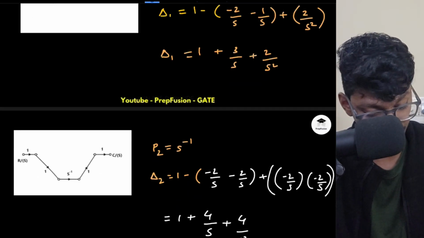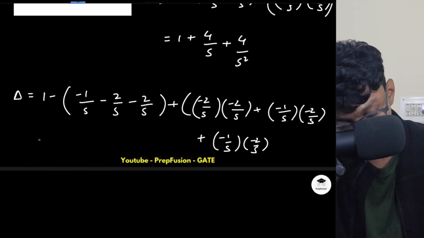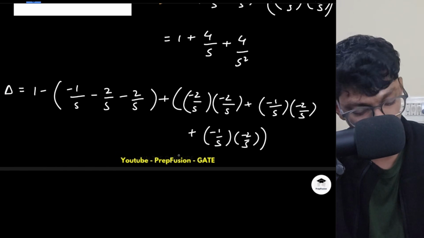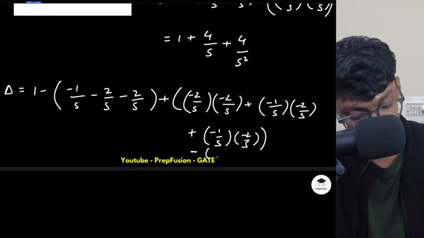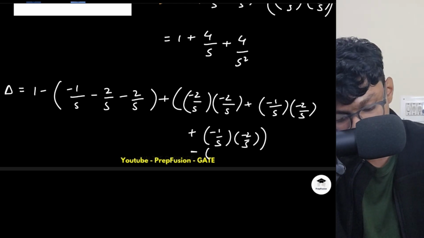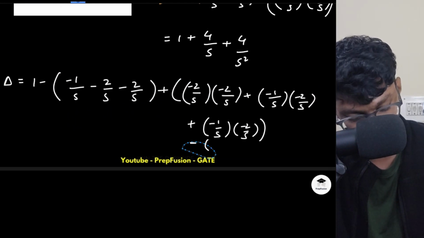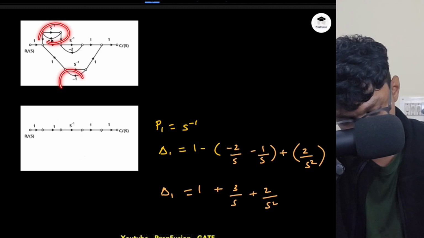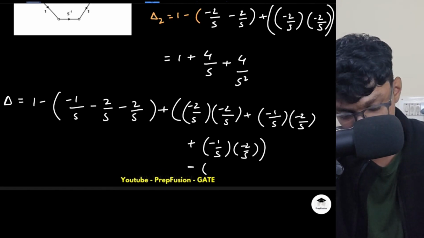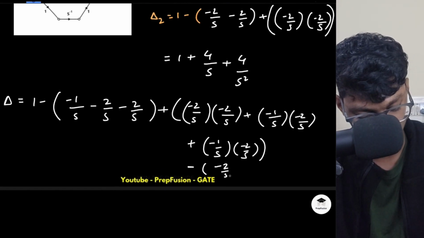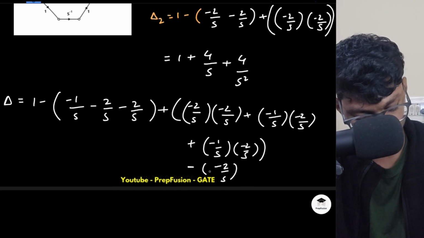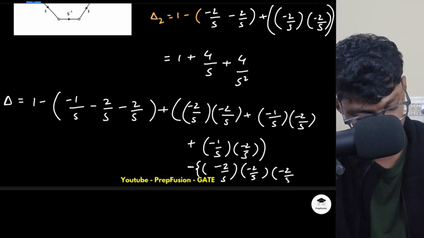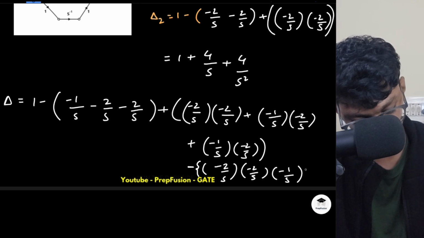So generally this doesn't happen, but another term will get added here. This is the summation of two non-touching loops, then minus summation of three non-touching loops. How many three non-touching loops do I have? Only one, that is L1, L2, L3. These three are all non-touching. So ultimately it will come out to be minus 2 by S into minus 2 by S into minus 2 by S. So not 2 by S, minus 1 by S.